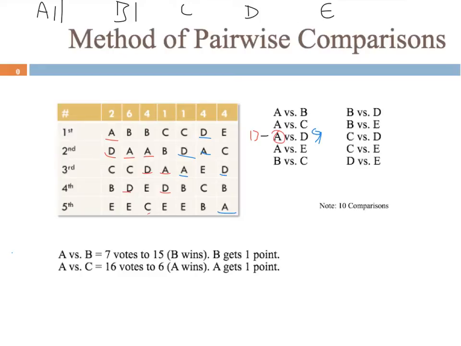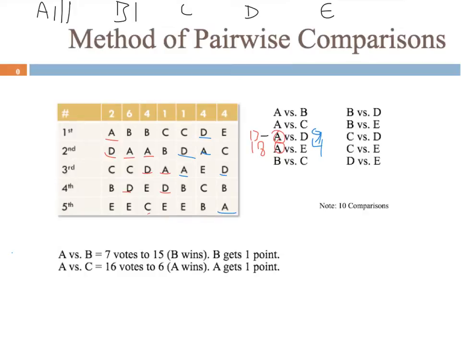All right, next we have A versus E. It looks like A is above E twice, 6 times, so 8 times, 12 times, 13 times, 14 times, 18 times. All right, so 18 times A is above E in the schedule, leaving E with only 4. So A wins that, so A gets the point again. So A has 3 points.